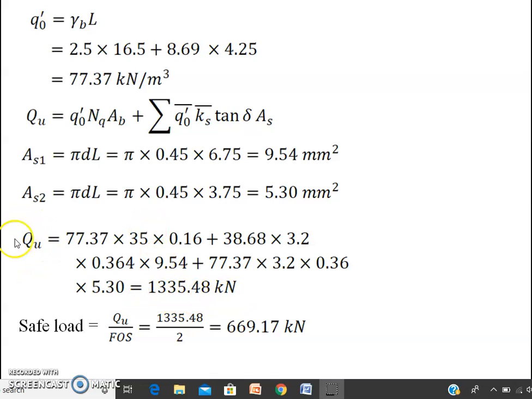So the ultimate load carrying capacity of the pile under the critical depth and under the influence of the water works out to be 1335.48 kilonewton. But what is asked of us? Safe load carrying capacity. So safe load carrying capacity equals QU divided by FOS, which equals 1335.48 divided by 2, the factor of safety given to us is 2. That's why the safe load carrying capacity of the pile equals 669.17 kilonewton.